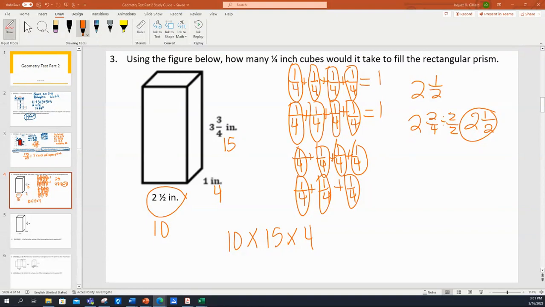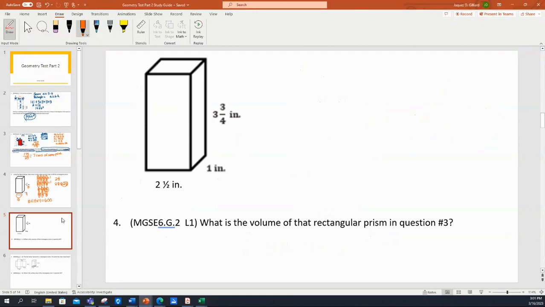Okay, I'm going to do 10 times 15 times 4, and that's going to give us 600. So it will take 600 1/4 inch cubes to fit inside this rectangular prism. All right. Now, the next one, number 4, wants you to find the volume.